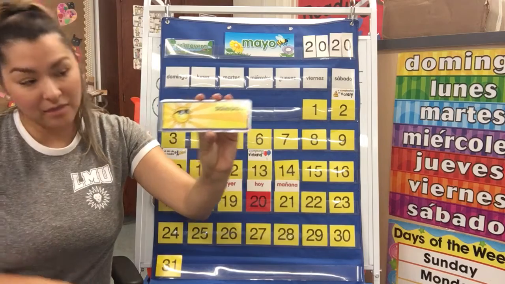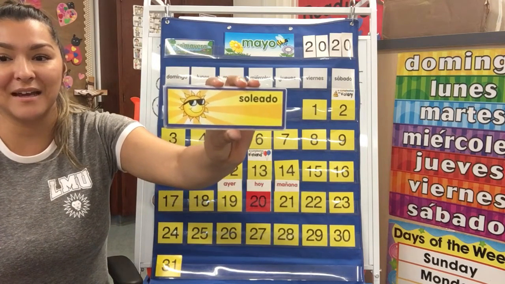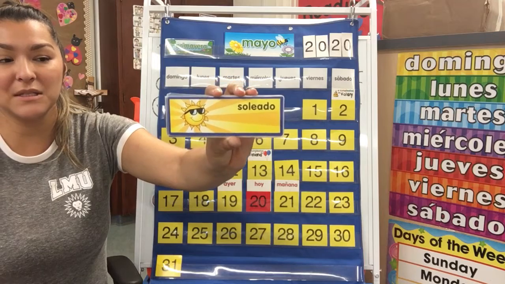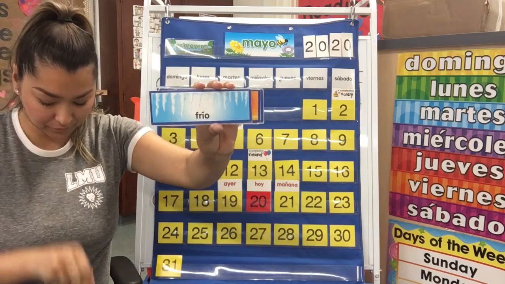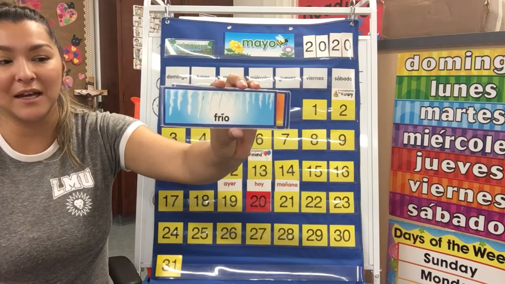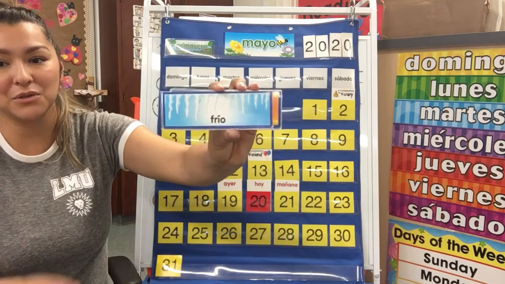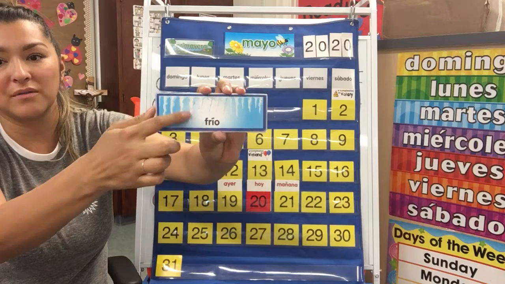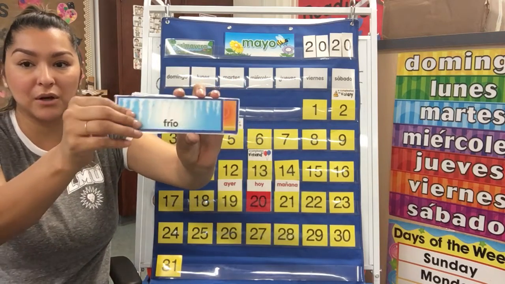Okay. The next card is soleado. Is it sunny outside? Okay, and we can tell this means sunny because we see that sun shining nice and bright. Next one is frío. Hace frío afuera. Is it cold outside? And a sign that this means cold is that we see all of these icicles hanging right here. We know that icicles are formed when it's very cold.